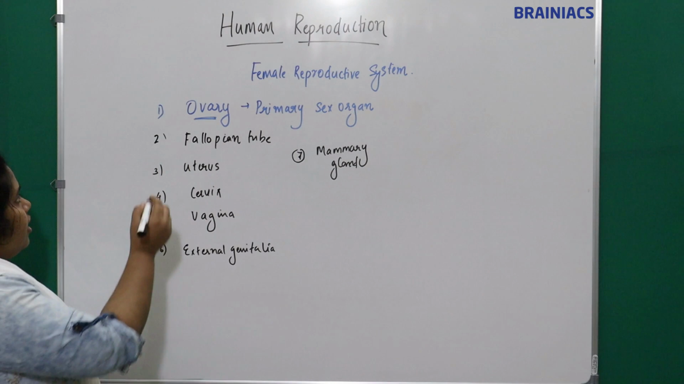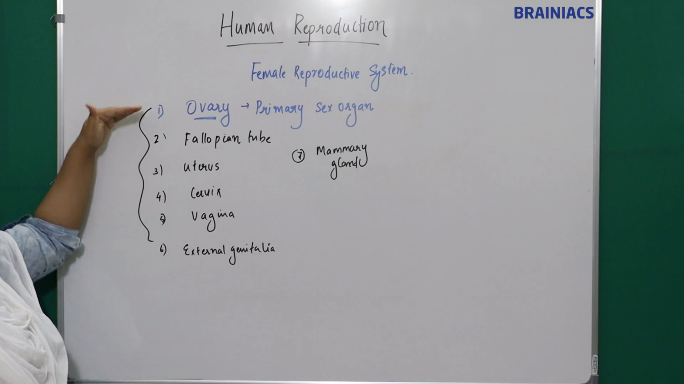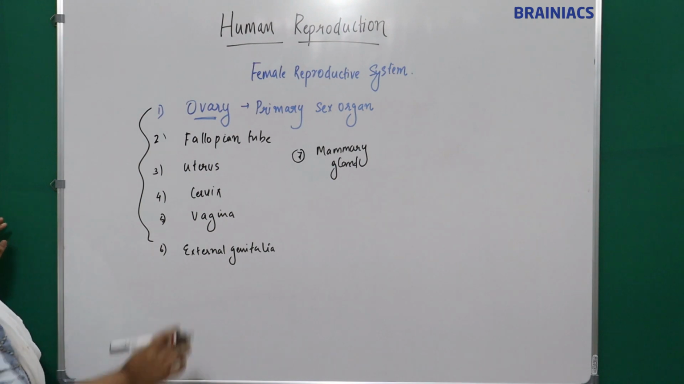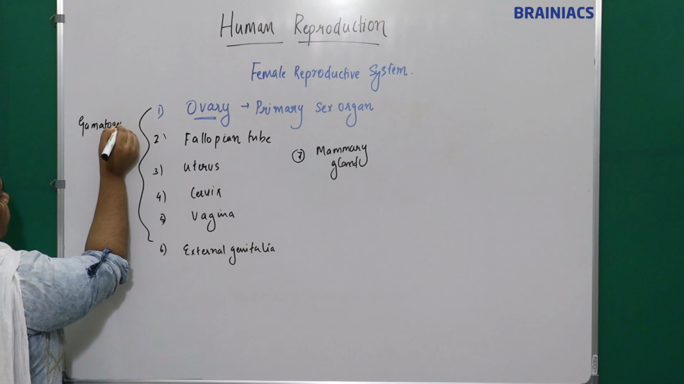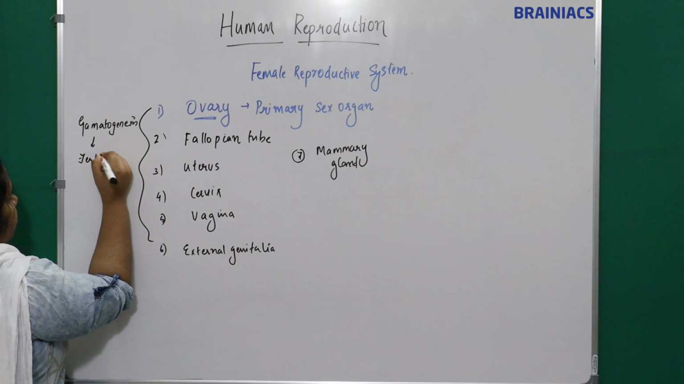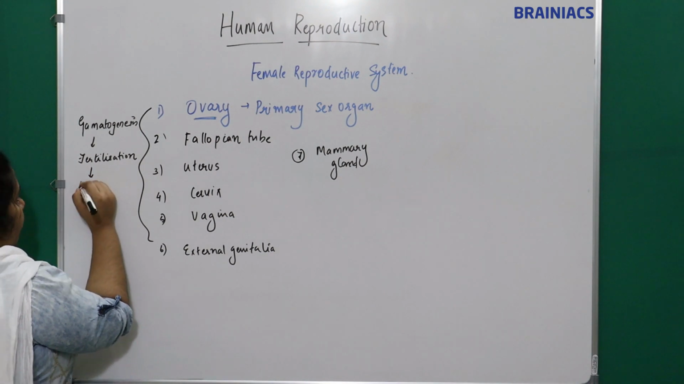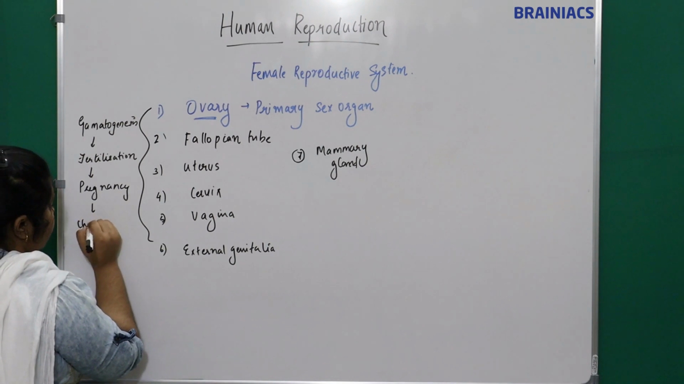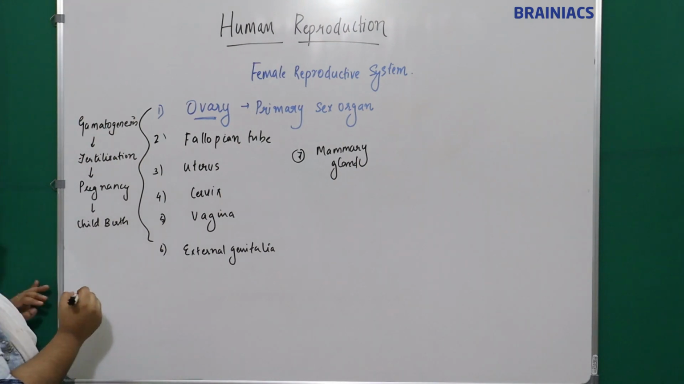Out of these, the five: the ovary, fallopian tube, uterus, cervix and vagina, perform what functions? They perform gametogenesis, then fertilization, then pregnancy, childbirth, and child care.